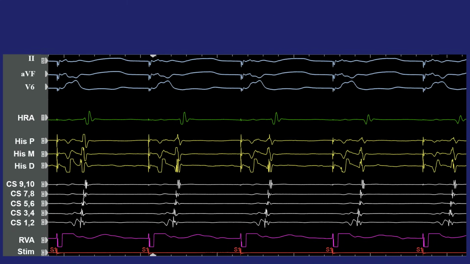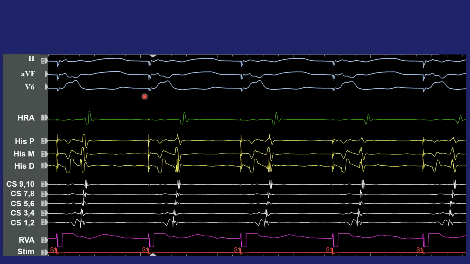Here's another example where we're looking at baseline ventricular pacing to answer the question, in this patient with SVT, yet a different patient, do we have VA conduction, and how are signals getting from V to A? Let's start first with looking at the surface. Leads 2 and AVF and V6 are displayed.